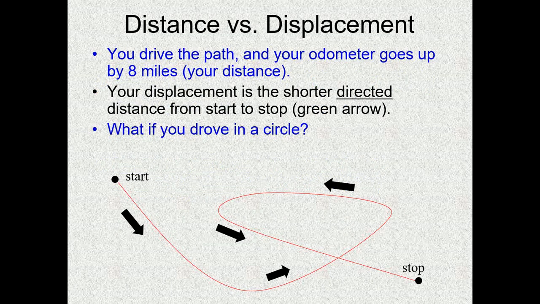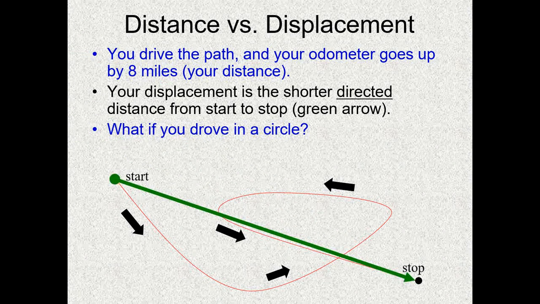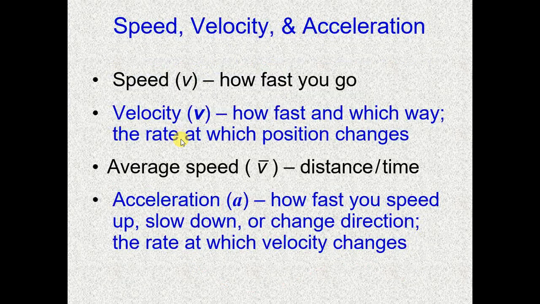Now distance versus displacement. You drive along a path and your odometer goes up by 8 miles. That is your distance, while your displacement is the shorter direct distance from the start to the stop. See the green arrow in the next slides. This arrow represents the distance, this is our starting point, and this is our ending point. We go along the path length, but this is the displacement. What is the displacement if you draw a circle?